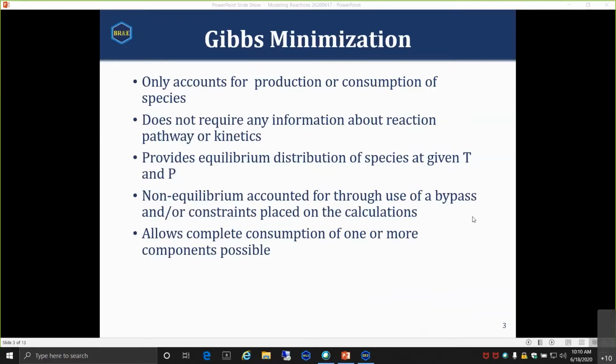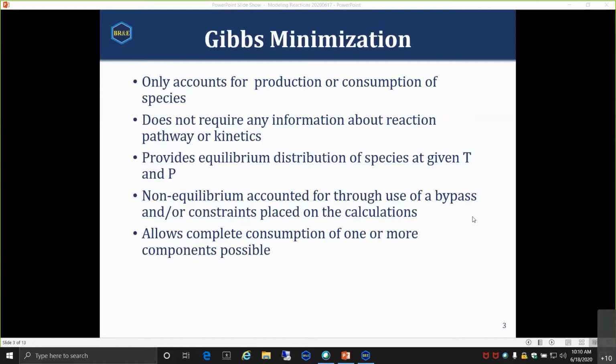And as long as you are producing species that you are allowed to, it does not matter how you get there, or even what the activation energy is for such a transition. As long as Gibbs energy is minimized, it is a valid step. That's really nice because it's a very simple way to do reactions. It's very powerful. It does not require any kinetic information or information about the specific pathways.